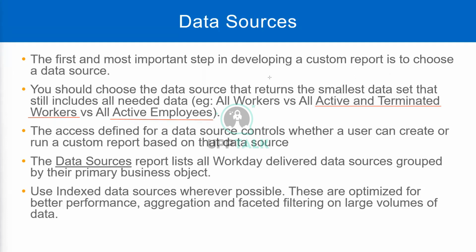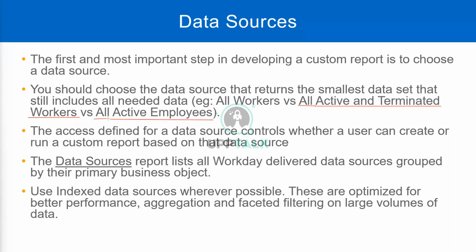Then after that, which one is second? Which one will return the second most number of workers? All active and terminated. All active and terminated, right? Because it's a smaller set as compared to all workers. It returns employees and contingent workers because it is workers, but it does not return future-related workers. So yes, it is only active and terminated.